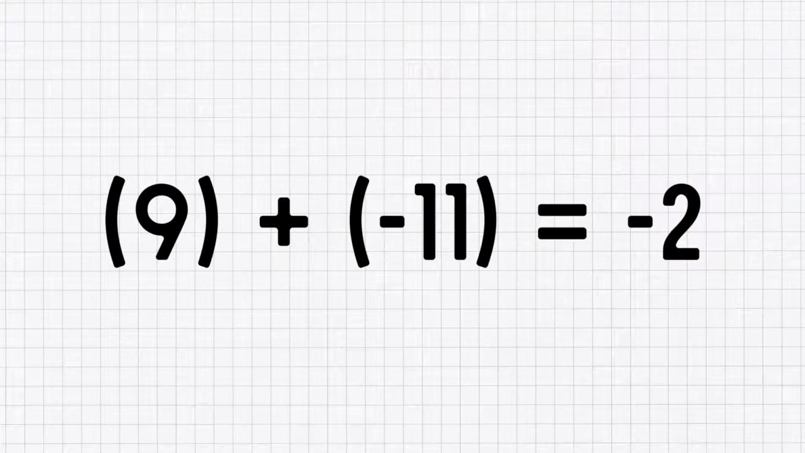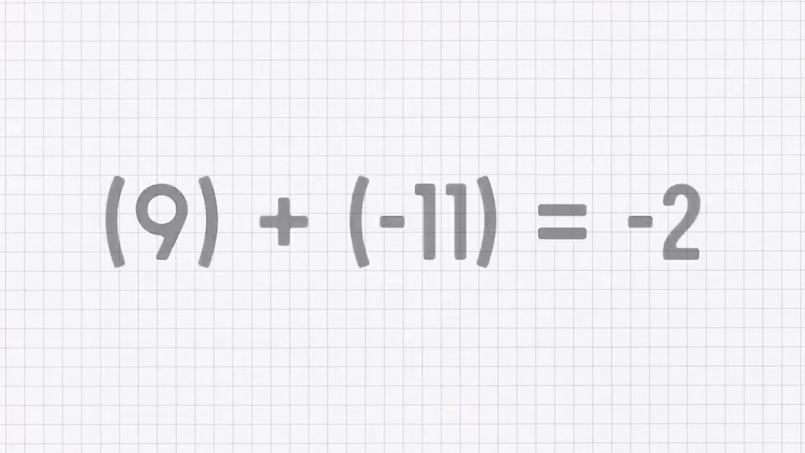Let's have another example. We have positive 9 plus negative 11. Again, first we get the difference between the two numbers. The difference between 9 and 11 is 2. For the sign, we have to look at the sign of the largest number. Which is larger, 9 or 11? Of course, 11. Therefore, our final answer would be negative 2. So, we get the sign of the larger number.